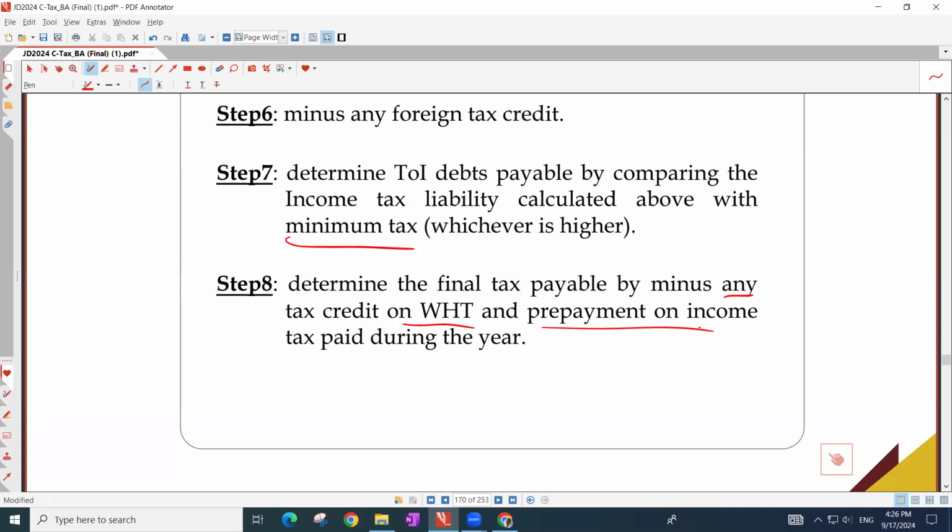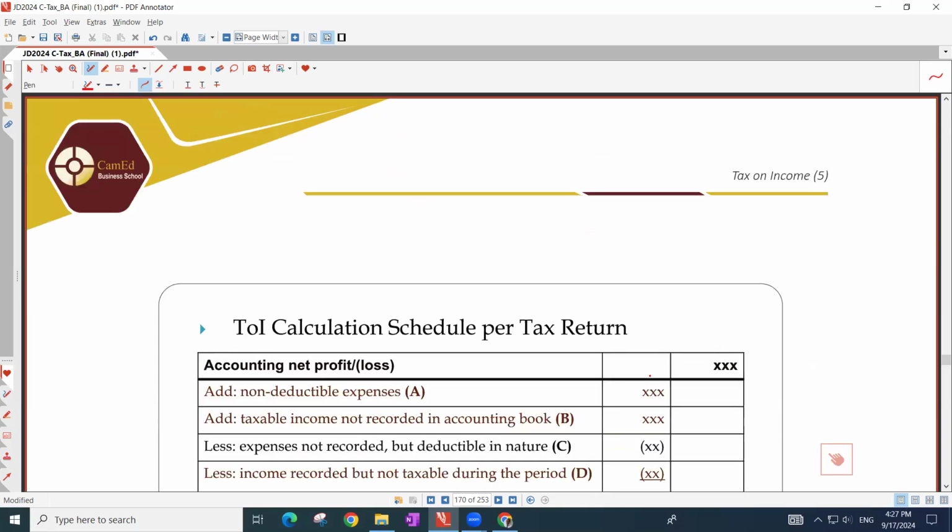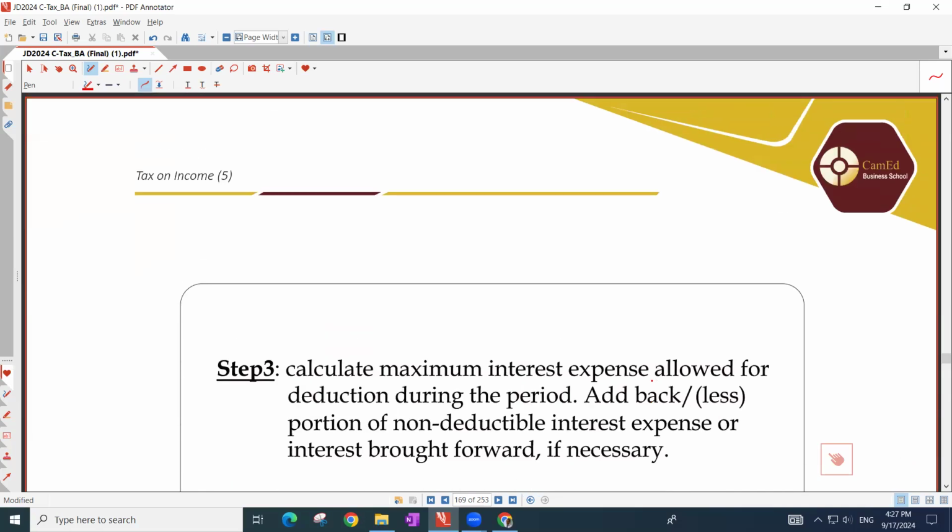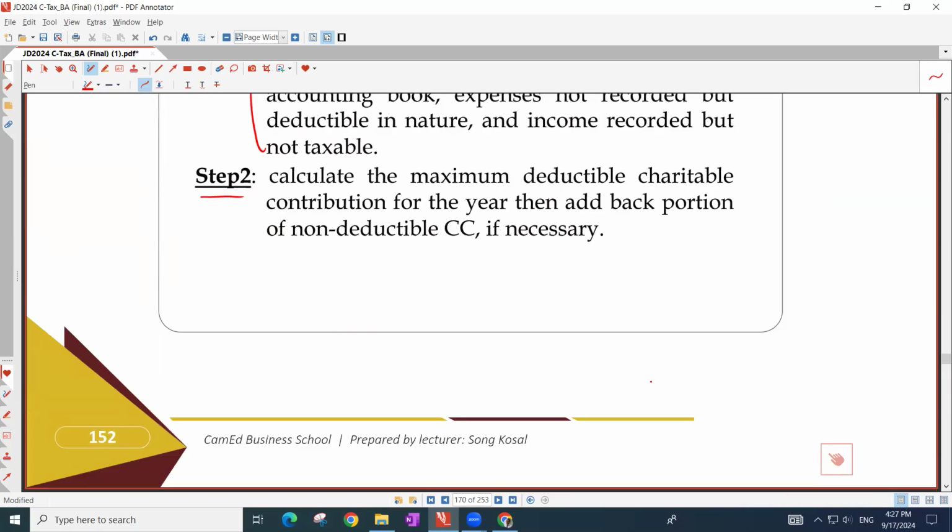If you have a positive balance, which means that is your actual tax payment to the GDT. But if you have a negative figure, which means you still have a credit, which means your tax liability is higher than the tax credit. So you still have credit to carry forward to offset with the TOI in the future. Okay, that's the 8 steps we need to learn about how to calculate a tax on income.